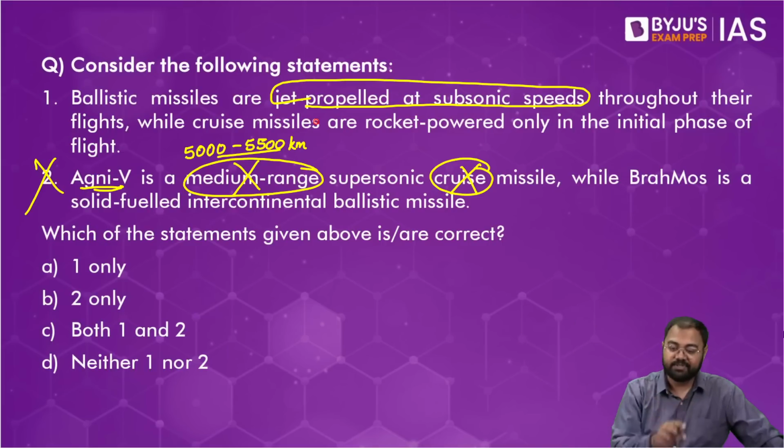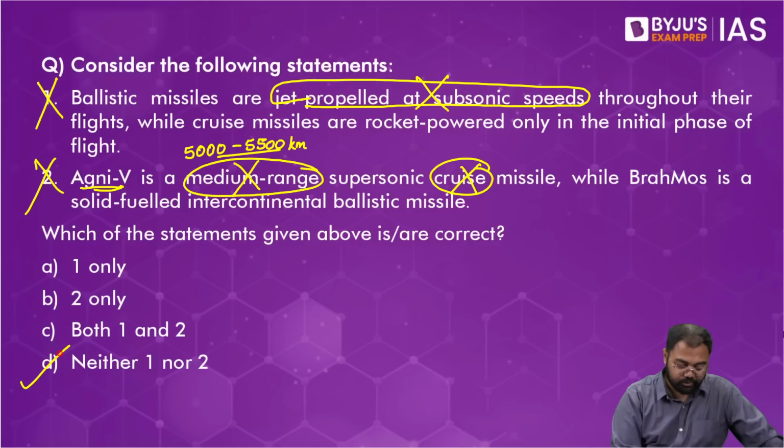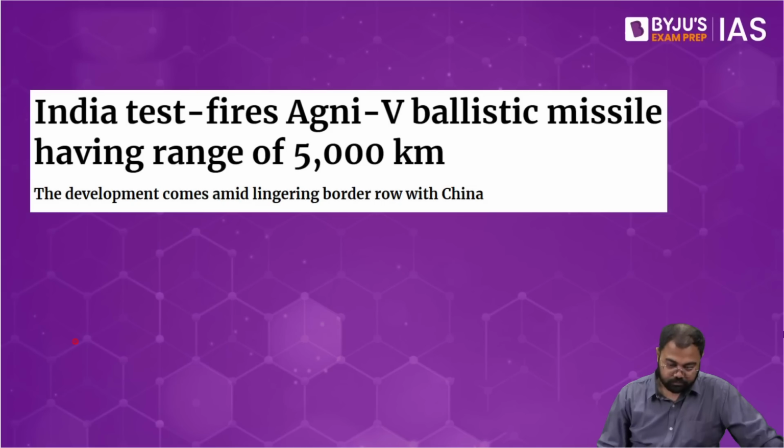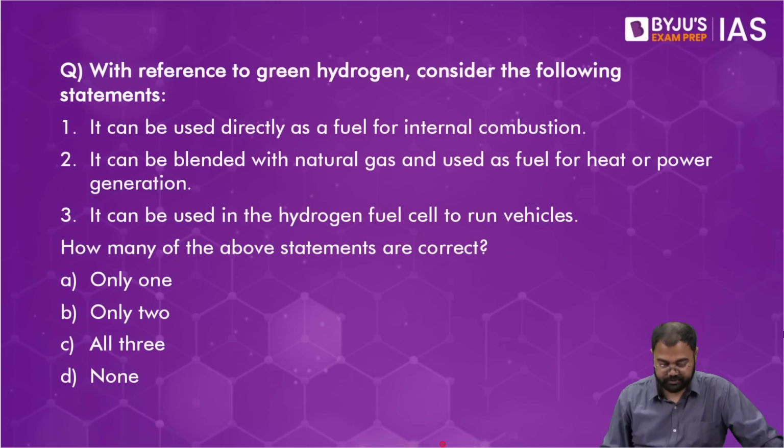Cruise missiles will be jet propelled. So that's why this is completely wrong. What they have talked about here is cruise missile, and what they have said about cruise missile is ballistic missile. So both of these statements are wrong. This was in the news because of the test fire that happened with the Agni 5 ballistic missile, and that is the reason why they might have asked this question.